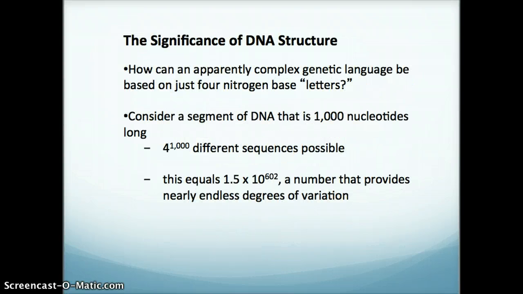So what is so important about this, or complex about this genetic language that we have in DNA? Because we're talking about only 4 nitrogen bases, right? We have just A, T, C, and G. So the idea that that's very complex might seem counterintuitive. But when we consider that a segment of DNA can have 1,000 nucleotides, what we're really looking at then is 4 to the power of 1,000 different sequences that are possible. So you can see that this actually is a huge variation that we can see even though it's only 4 bases. And that's one of the kind of amazing things about DNA.